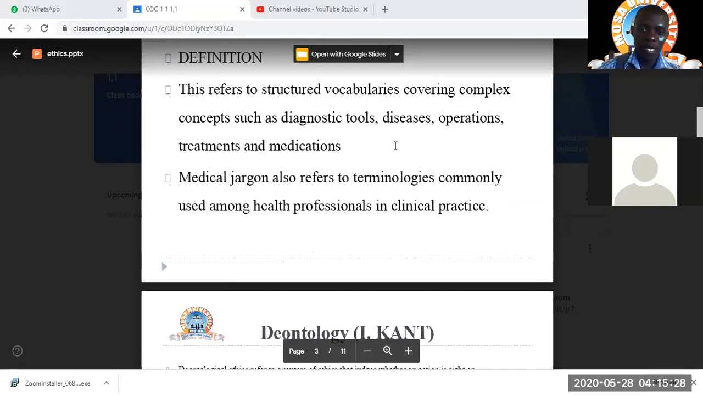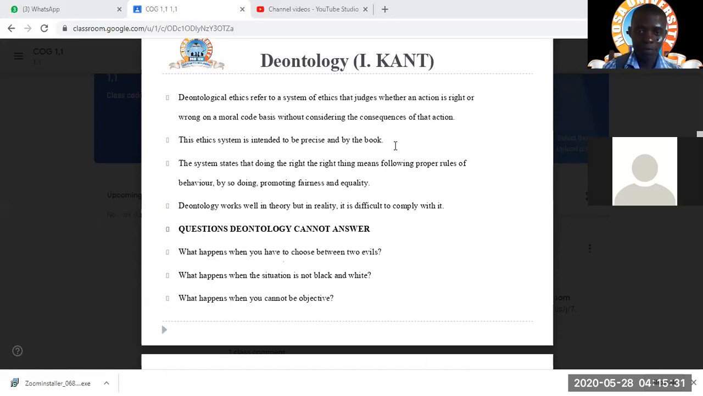So we proceed. Our next topic is called deontology. We're going to look at the definition and also other aspects regarding deontology. This concept, deontology, was actually coined by someone called Kant. So the author of deontology is Kant. Deontological ethics refer to a system of ethics that judges whether an action is right or wrong on a moral code basis without considering the consequences of that action.